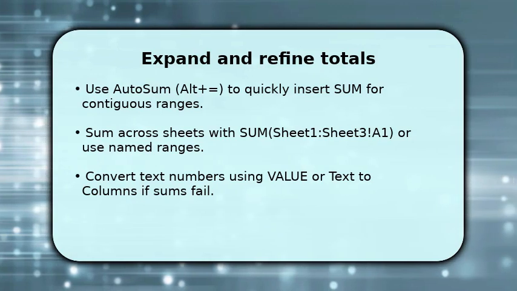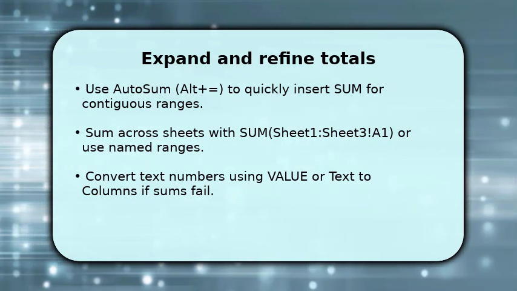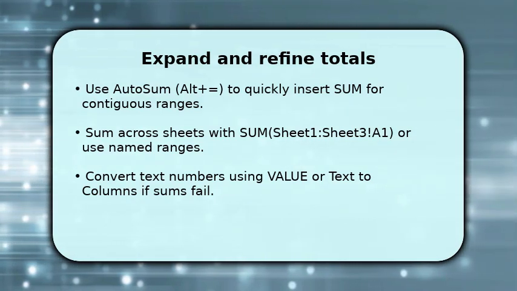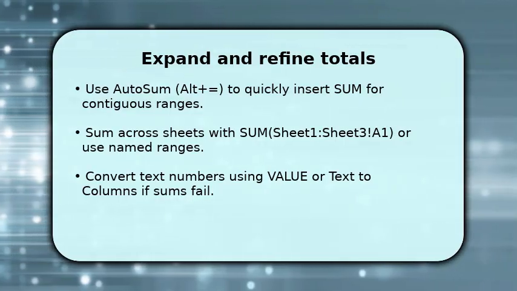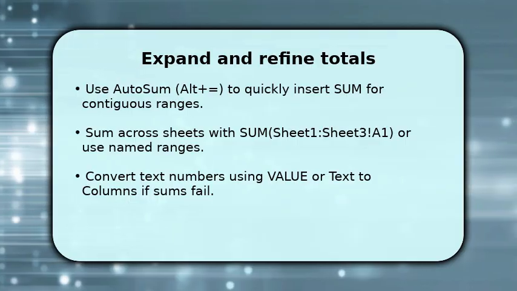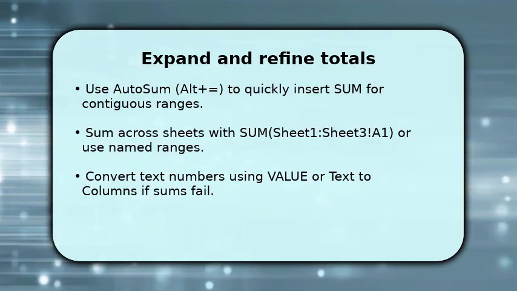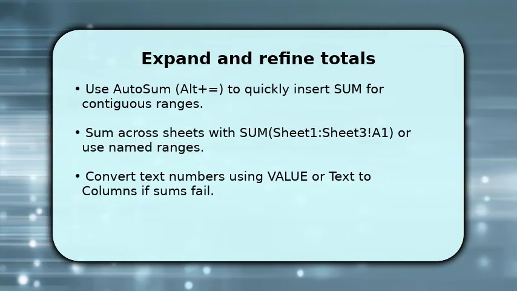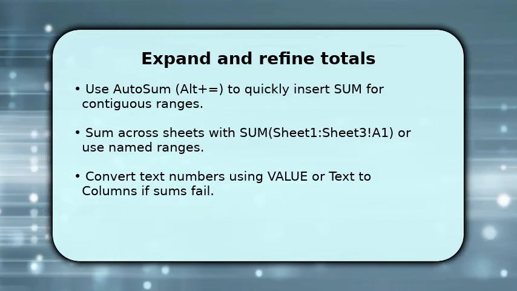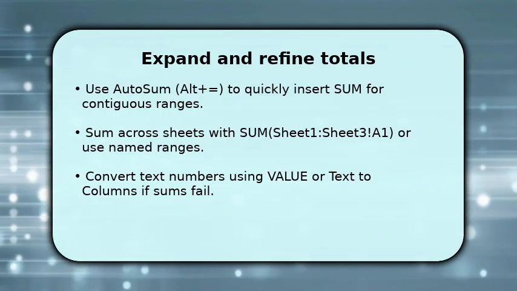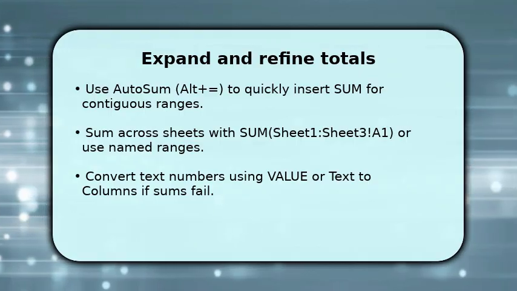Now expand your approach. Press Alt plus equals to auto-sum a contiguous column. Excel guesses the range, but make sure it's correct before enter. If you need subtotals or totals across sheets, use sum Sheet 1, Sheet 3, A1 to aggregate the same cell on multiple tabs. To make formulas robust, create named ranges so equals SUM, sales Q1 is easier to read.